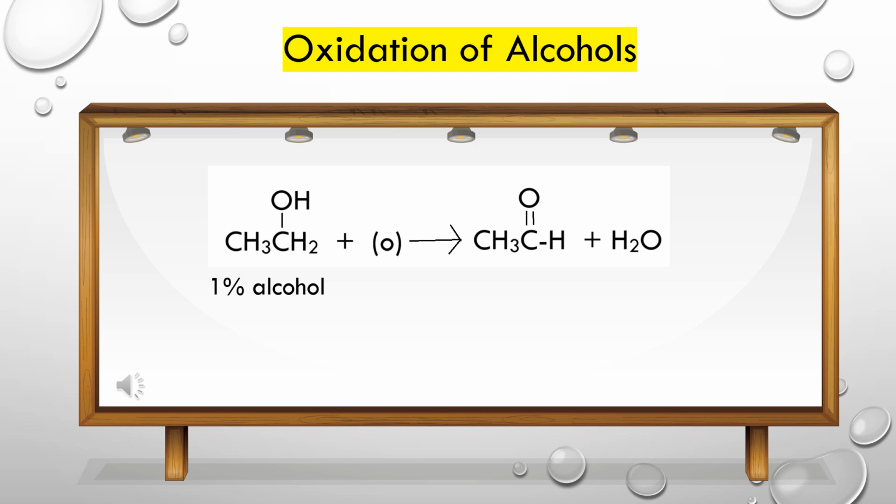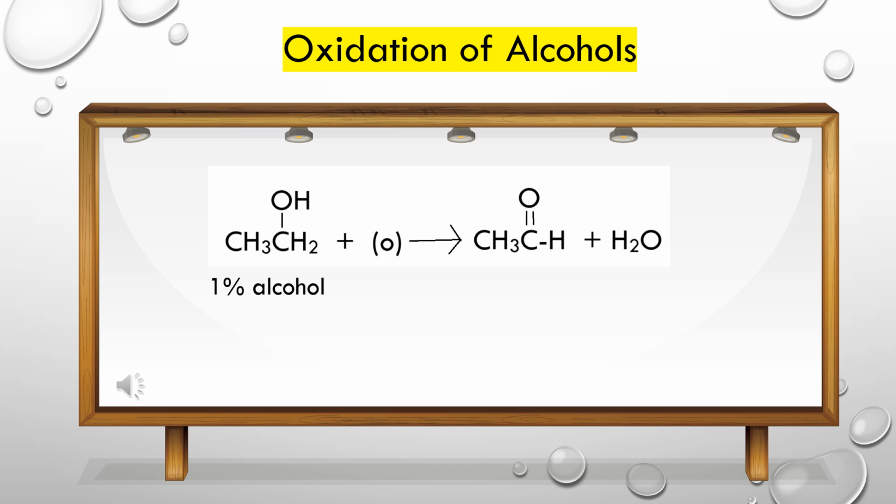Here I've got a primary alcohol. You remember that a primary alcohol is one in which the carbon that contains the OH is attached to one other carbon. The oxidizing agent is going to remove 2 hydrogens.